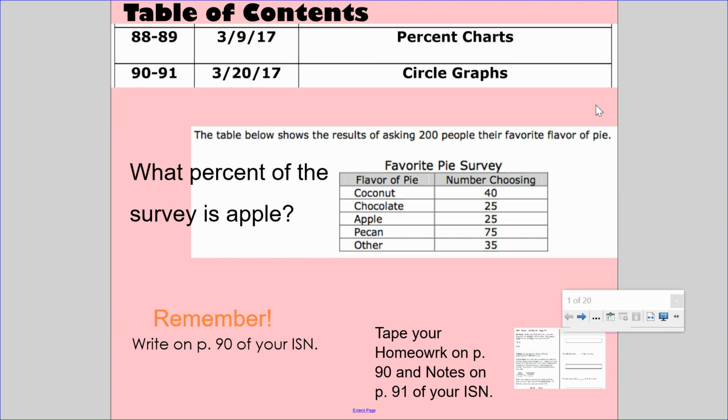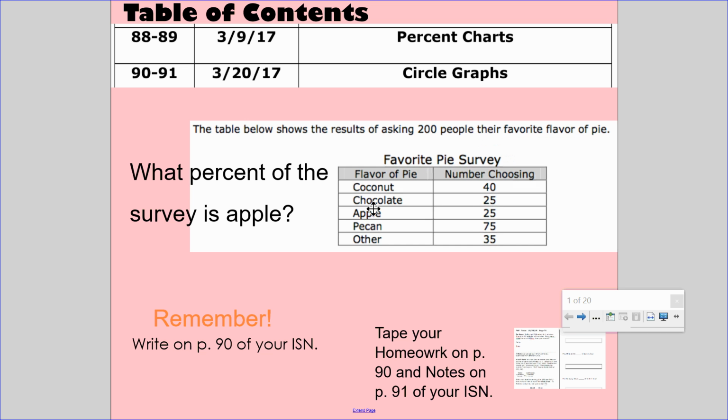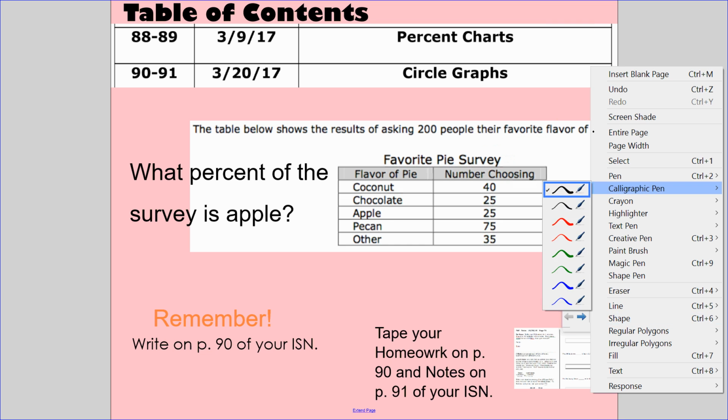Welcome. This is over circle graphs. So in this survey, the table below shows the results of asking 200 people their favorite flavor of pie. What percent of the survey is apple? So apple is right, whoops, calligraphy pen.